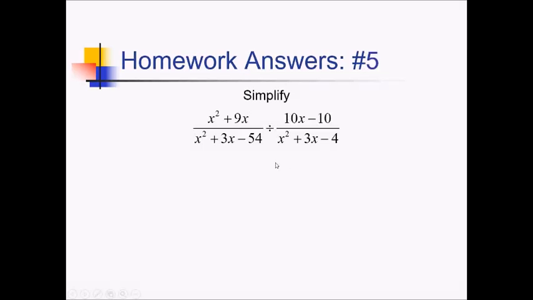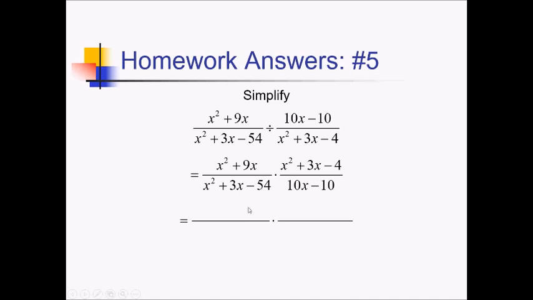The very first thing I'm going to do to simplify this division is to turn it into multiplication instead. So I'm going to do same, change, flip on this. Keep the first fraction the same, change this to multiplying, flip the second fraction so that that x squared plus 3x minus 4 is now the numerator, and 10x minus 10 is our denominator. And before I even multiply, I'm actually going to factor and cancel whatever I can. Otherwise, this is going to be a huge mess.